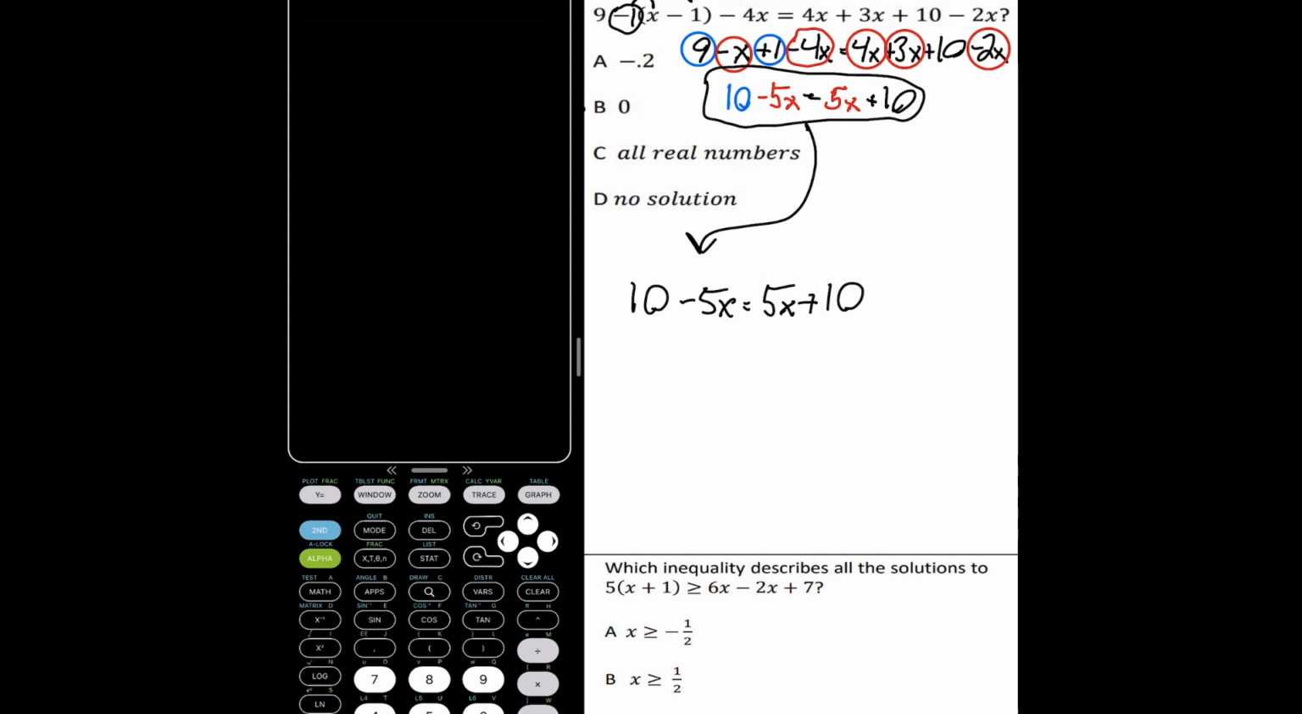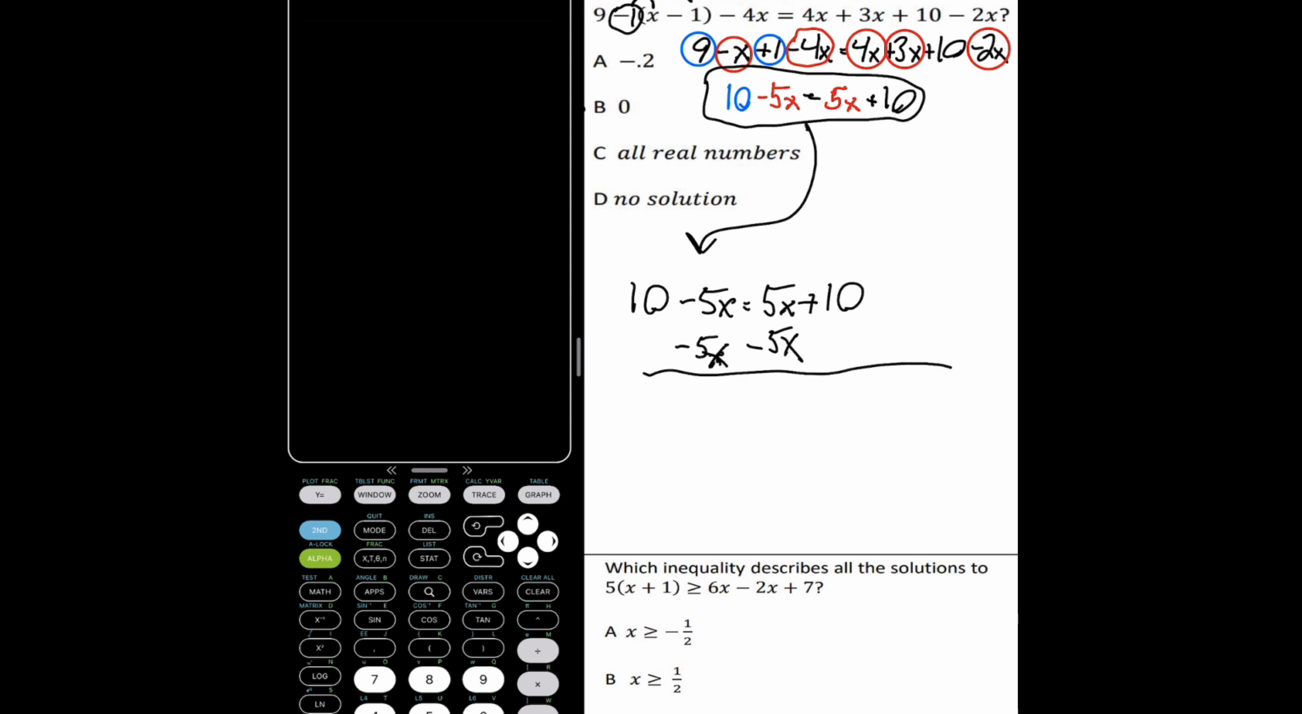I want to have my x's, my variable terms, on the left side of the equal sign and my constant terms on the right side of the equal sign. I have a -5x on the left side. That will remain, but if I look on the right side, I have a 5x, so I want that to be over on the left side. It's a +5x, so I move a +5x by doing the opposite operation, which is subtraction. Minus 5x. What I do on one side of the equal sign, I must do to the other side of the equal sign. So minus 5x.